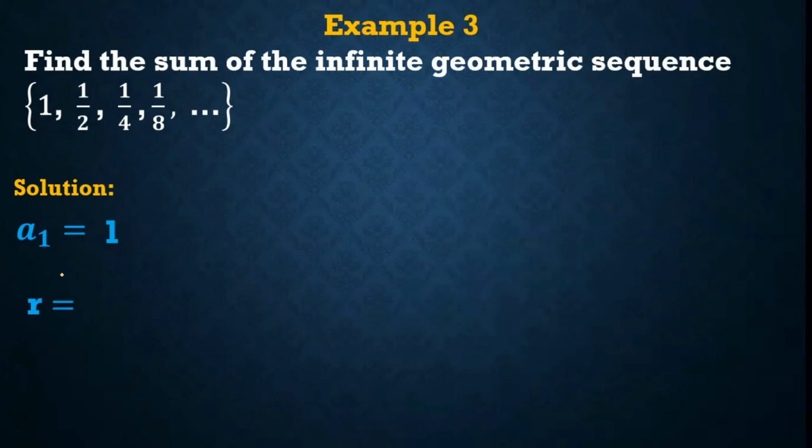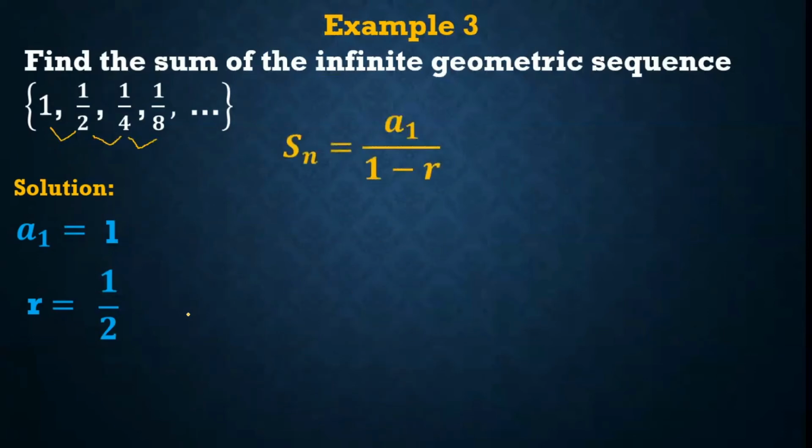Okay, our R, or the common ratio, let's divide po 1/8 divided by 1/4 equals 1/2. 1/4 divided by 1/2 is 1/2, and then 1/2 divided by 1 is 1/2. So therefore, our common ratio is 1/2. Next, sulat lang natin yung formula ng infinite geometric sequence po. We have S sub n equals A sub 1 divided by 1 minus R.